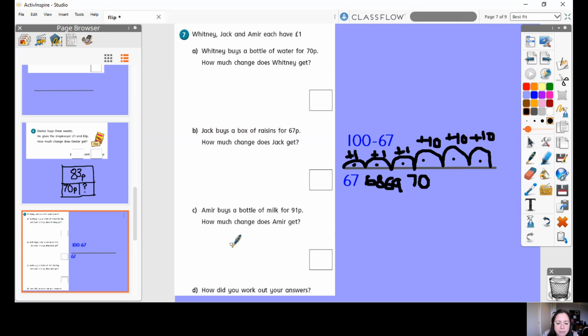You can do the same thing with Amir's. He's quite close to 100, so that might be quite easy to count on to 100 because he's at 91 pence and he's got to get up to 100. So you should be able to think about your bonds of 10 helping you with that one as well. Because if you think about 1, how many more do you need to get up to 10? And if you're at 91, how many more do you need to get up to 100? So have a little think. Today it's using whichever method works for you.